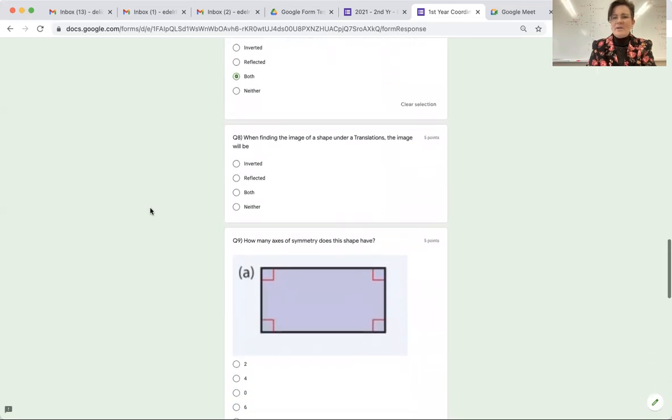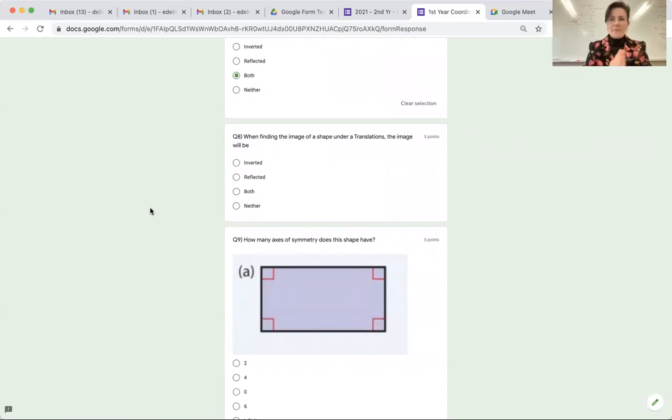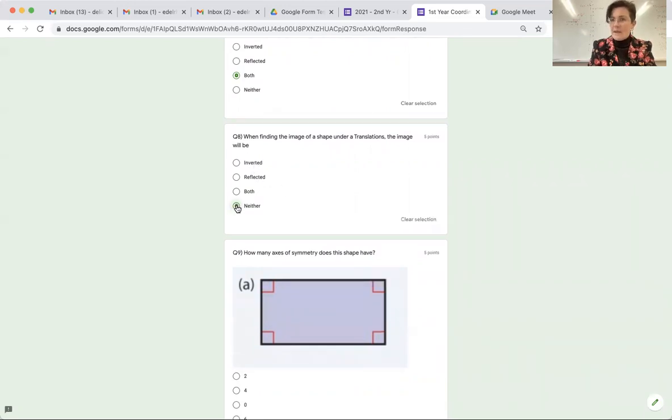And when finding the image of a shape under a translation is when we just move the shape, the image will be exactly the same as what we started with. So it won't be inverted, it won't be reflected, it will be neither.